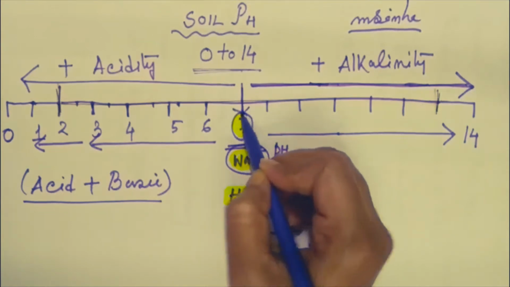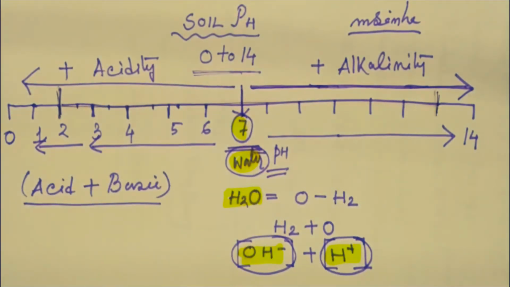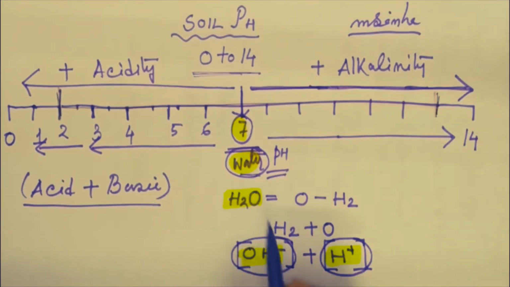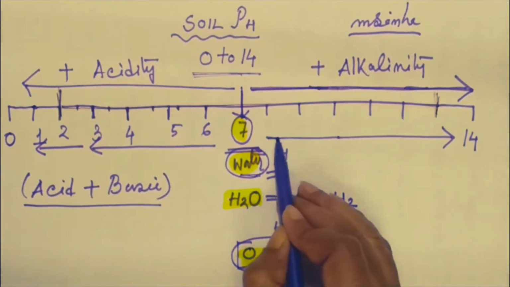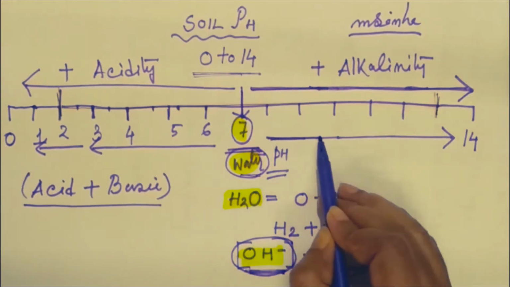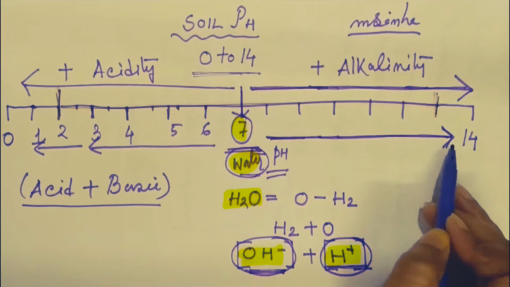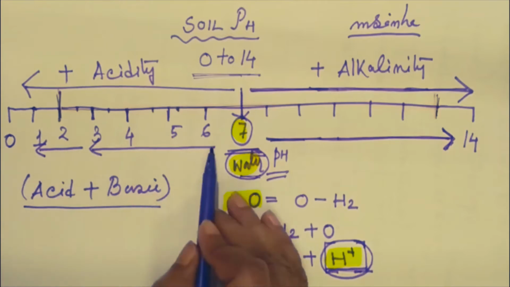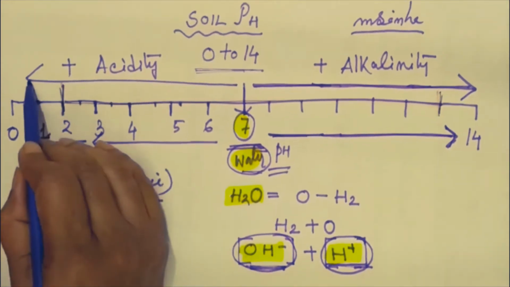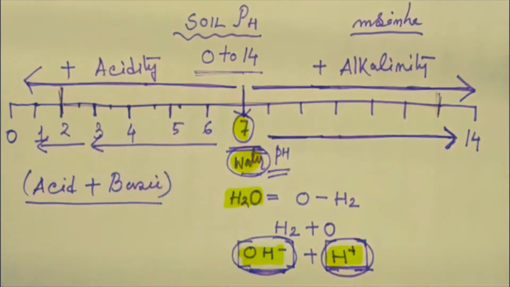7 is neutral. It's the pH value of water, fresh water or distilled water at 25 degrees centigrade temperature, because there is an equal amount of H plus ion and OH minus ion. That's why the pH of water is neutral. If you move to the right-hand side from 7, the alkalinity increases up to 14. If someone moves from 7 to the left-hand side, 6, 5, 4 and so on, the acidity increases. This is the basic principle of the soil pH scale.